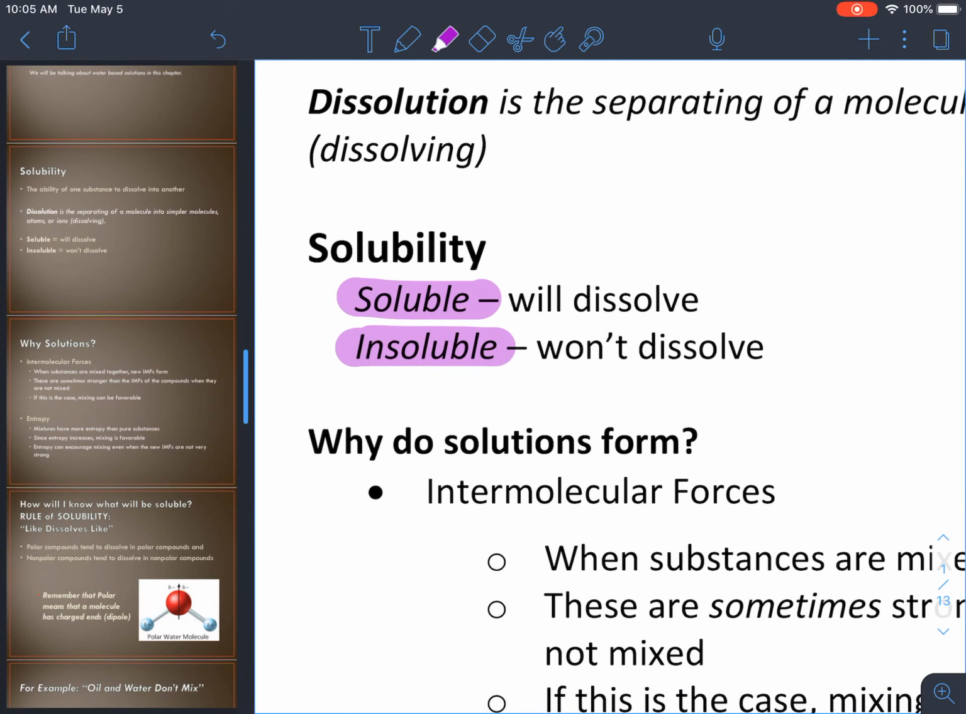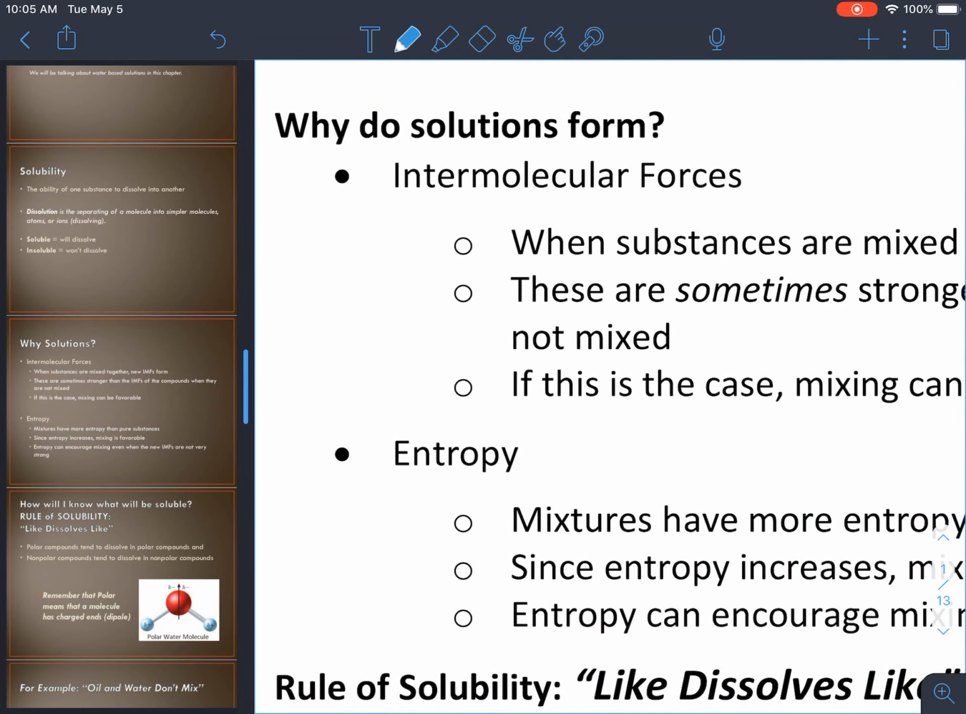So, for instance, sand is insoluble because it does not dissolve in water. Salt is soluble because it does dissolve in water. So be sure to know those words.